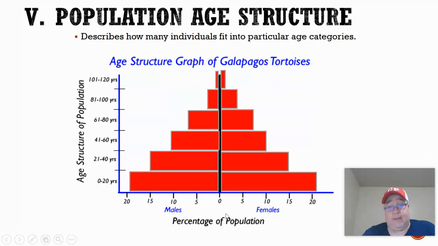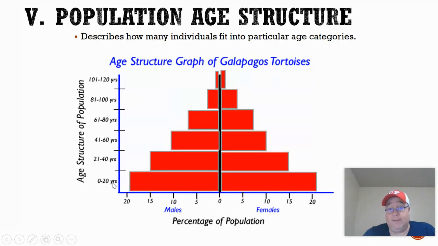So, for example, let's just look here at 0 to 20. Of these Galapagos tortoises, if I wanted to know what percentage of the population are males between the ages of 0 and 20, you find 0 to 20. You look at males. This is the males, and you look at this red bar over here. I'd say probably about 17, maybe 18% of those tortoises are males between the ages of 0 and 20.